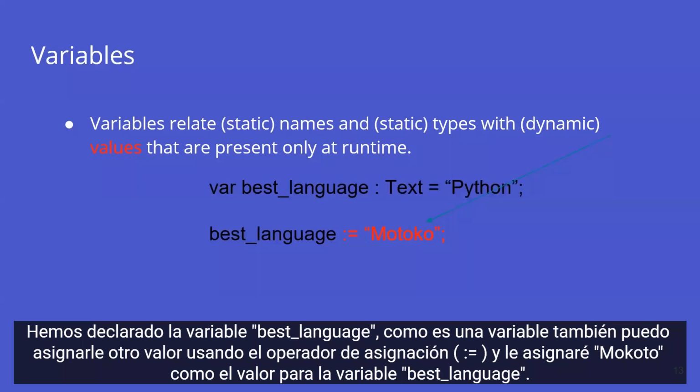And now that best language has actually been declared as a variable, I can assign another value to it by using the assignment operator. And I'm going to assign Motoko as the value for the best language.